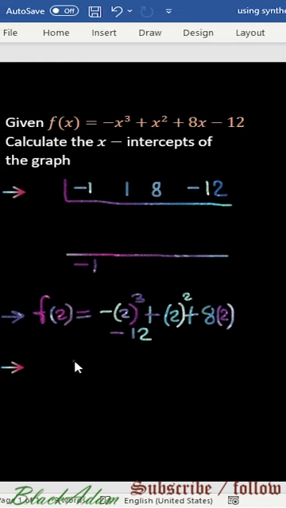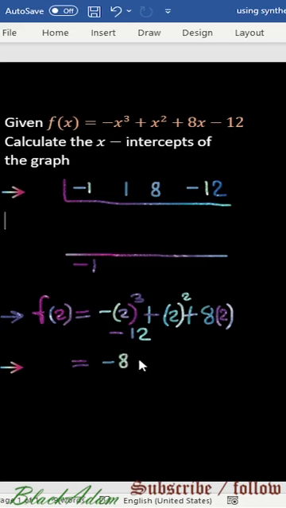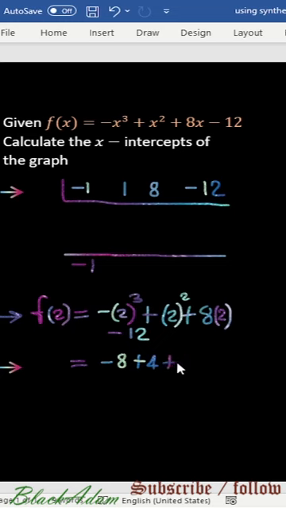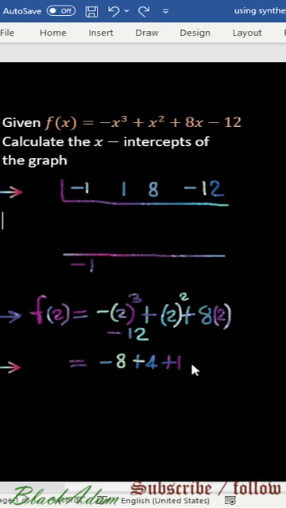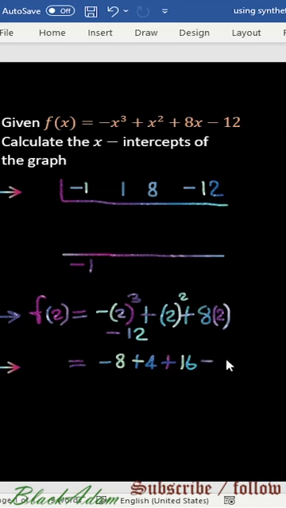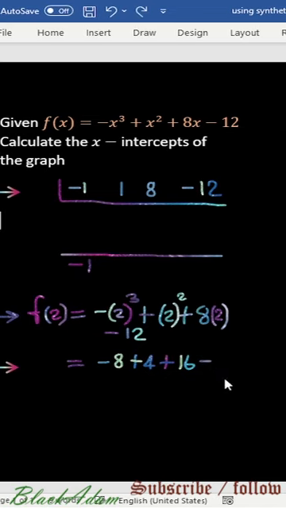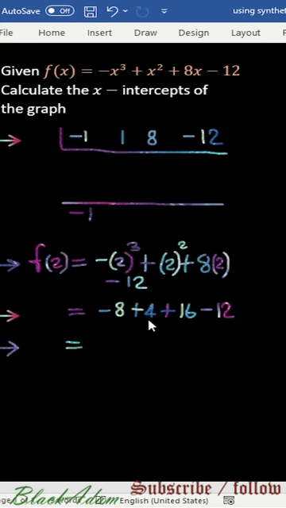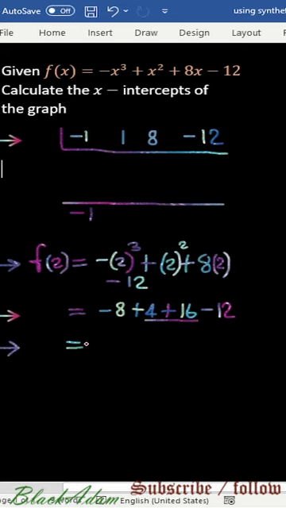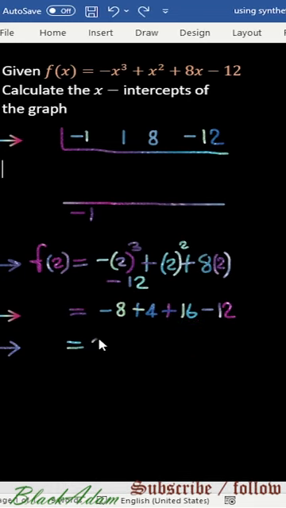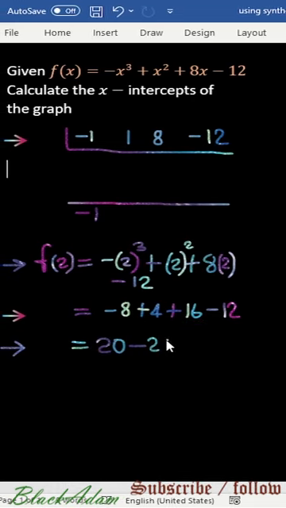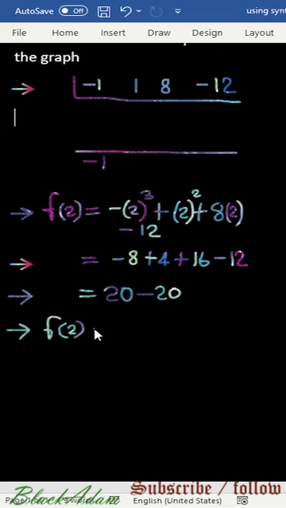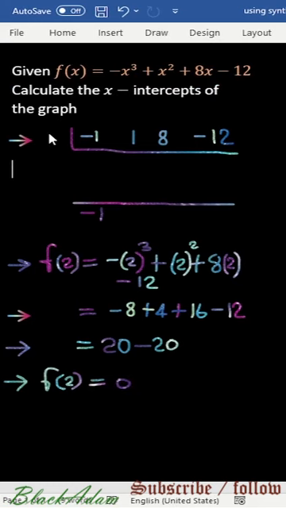So using f(2), x is equal to 2, we find out that we have -8, +4, 2 squared there, and then we have +16. That's 2 times 8, 16, and then we have -12. So we just need to group the positives together, that is 4 plus 16 giving us 20. And then we have -8 and -12 giving us -20. So 20 minus 20 is 0. So 2 is a factor, x minus 2.